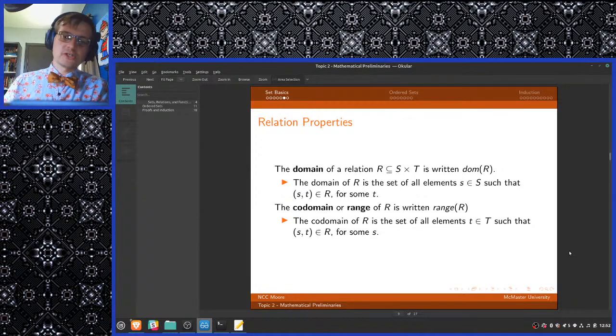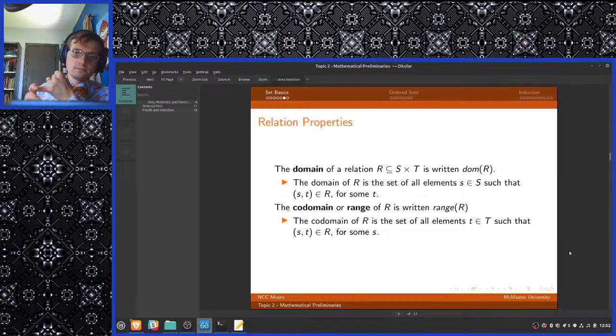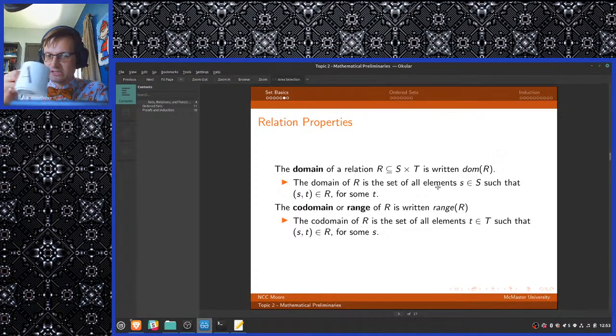These are properties of relations. The domain of a relation R, a subset of S times T, is written dom R. That would be domain, not dominatrix. The domain of R is the set of all elements s of the set S such that (s, t) is in R for some t.